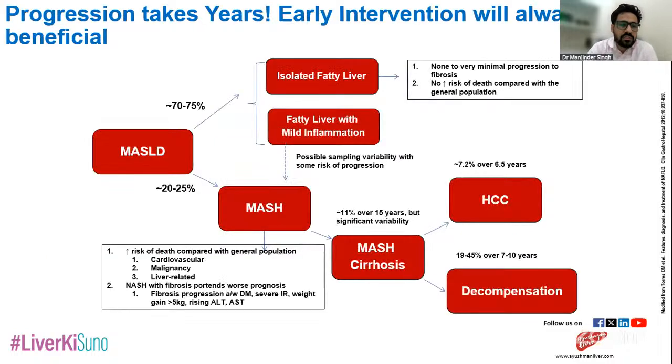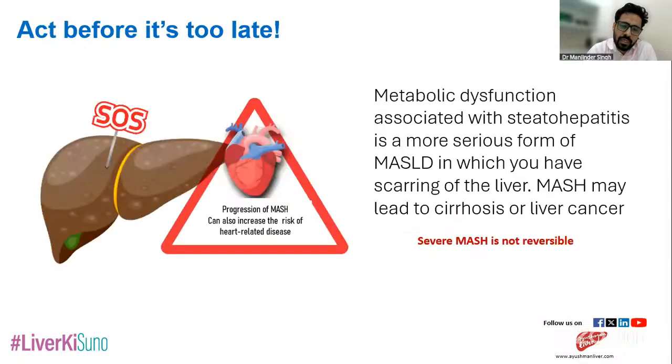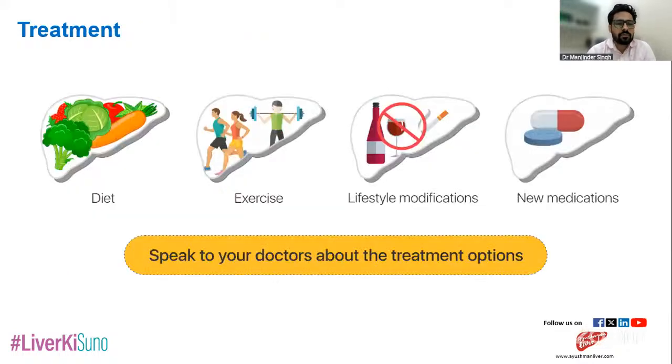Fatty liver at the stage of MSLD is reversible, but once it transits into MASH, it is not always reversible. So one needs to act in earlier stages before it gets too late. On the treatment side, the treatment is customized, not uniformly applicable to everyone, but there are some advices or lifestyle modifications which are applicable to the majority of people, especially those who are overweight.